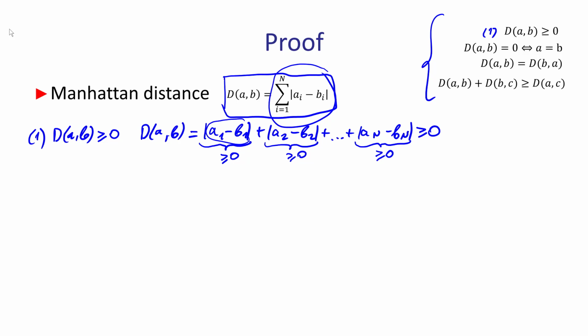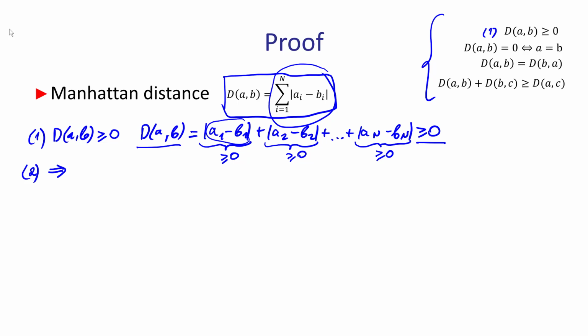This proves the first property that D is larger or equal to 0. Now, second property, that D equals 0 if and only if A equals B. So let's prove first that direction. If the distance is 0, then vector A equals vector B.